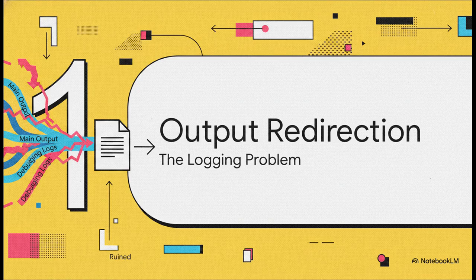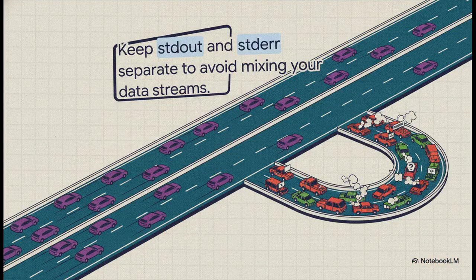Section 1, the output redirection problem. So this is an issue almost every developer hits eventually. You build this great tool, you run it, and then you want to redirect the final output straight into a file. But if your debugging logs are mixed in with your main output, you're essentially contaminating your clean data with a bunch of messy, behind-the-scenes developer notes.